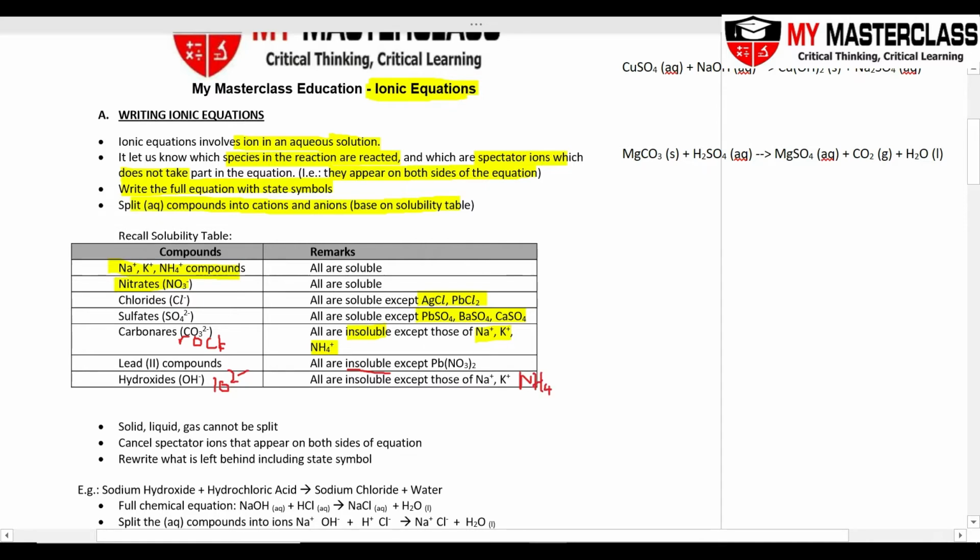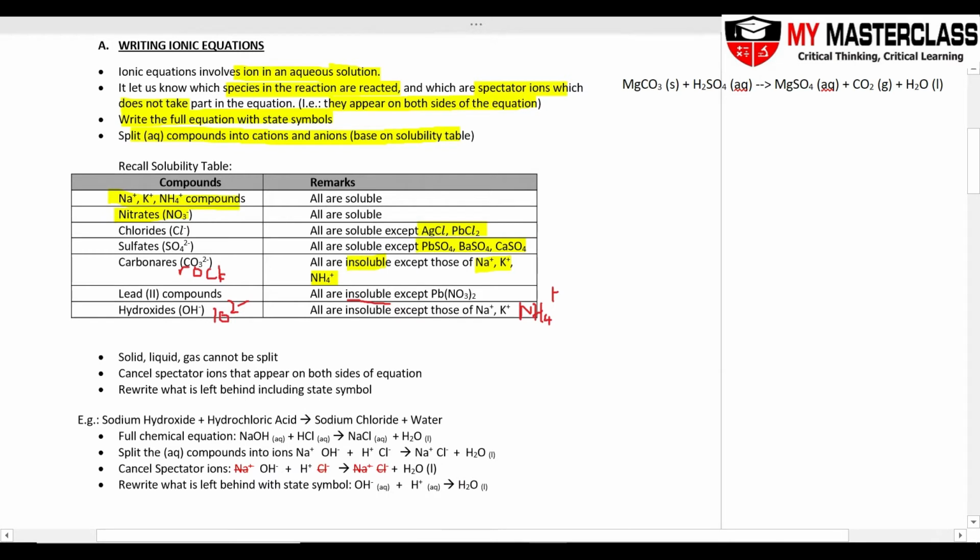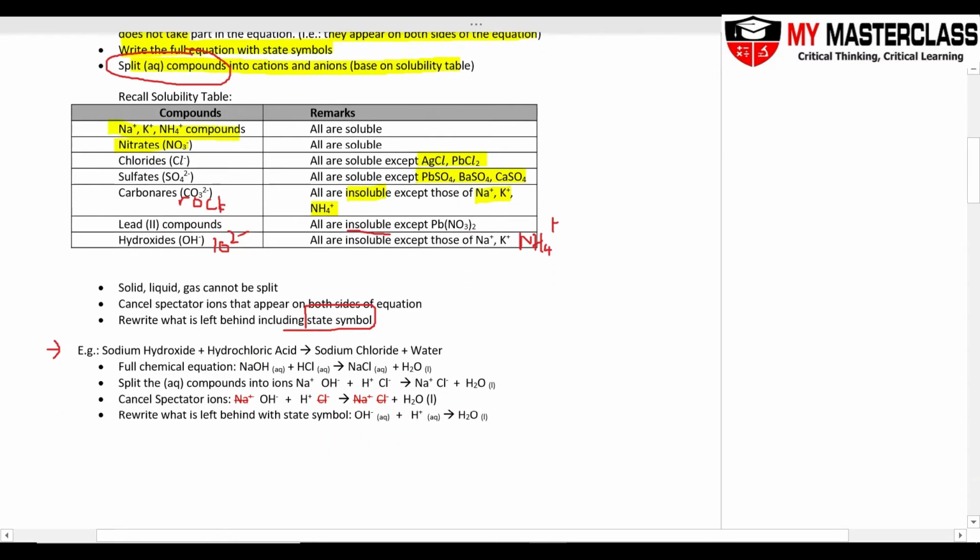Oxides and hydroxides are bases. Solid, liquid, gas cannot be split, because they are not ions, so we can only split the aqueous. Then cancel the spectator ions that appear on both sides of the equation, and rewrite the equation including state symbols. Moving forward, when they say write the ionic equation, you have to write the state symbols. Example: sodium hydroxide plus hydrochloric acid gives you sodium chloride plus water.